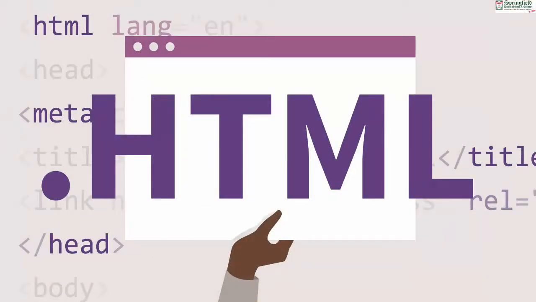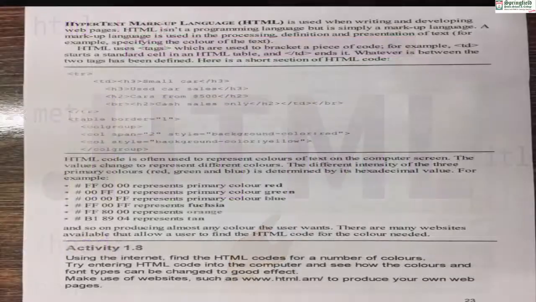Now the next topic is Hypertext Markup Language, HTML. HTML is basically used when writing and developing web pages. HTML is not a programming language, but simply a markup language. A markup language is used in the processing, definition, and presentation of text. HTML uses tags which bracket a piece of code. For example, the td tag starts a standard cell in an HTML table, and it ends with the closing /td tag. So whatever is between the two tags has been defined. You can see it in HTML code.